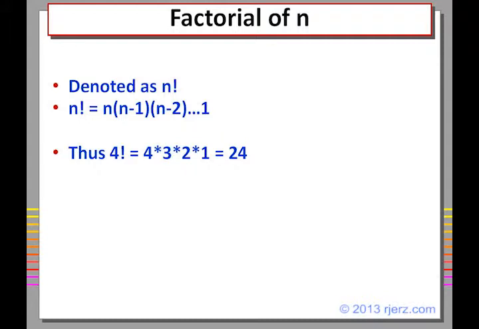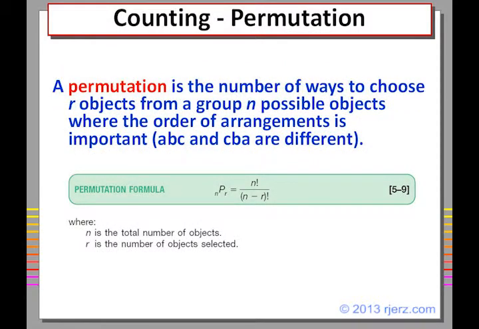But there is another way that we can do this calculation very quickly. This type of problem can be solved with the permutation formula shown on this PowerPoint. A permutation is the number of ways to choose R objects from a group of N objects, where the order of arrangements is important. We'll talk a little bit more about this order in just a moment.